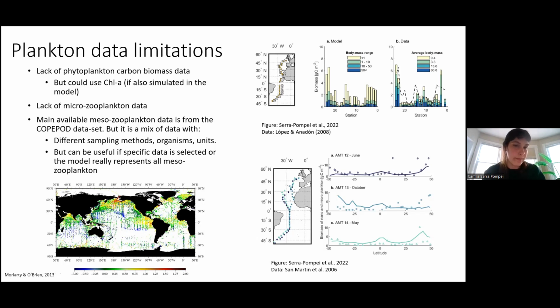And I mean, I think the data set is still useful if you are picky, if you really go into it and you say, okay, I just want the data that is provided in carbon mass or in number of individuals, and is measured with this kind of net on this depth range. So yeah, I'm struggling a bit with using this entire data set as a way to validate our models.